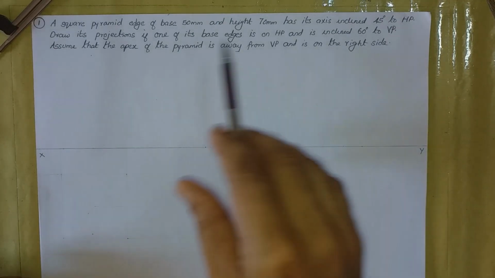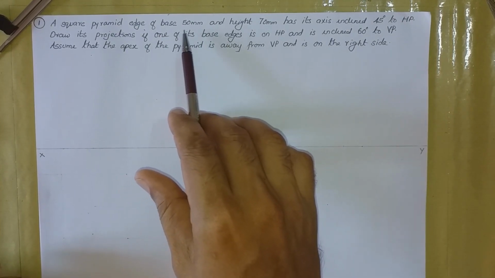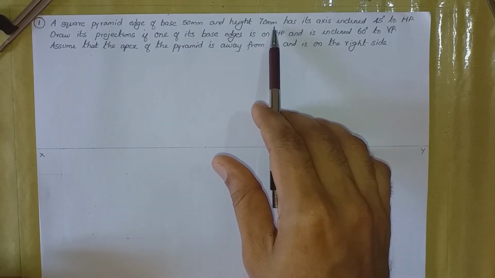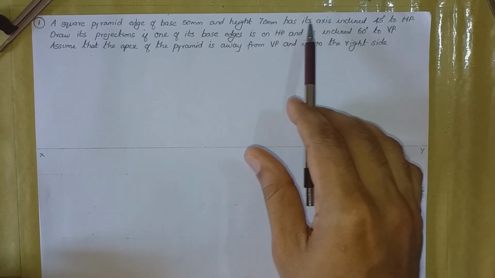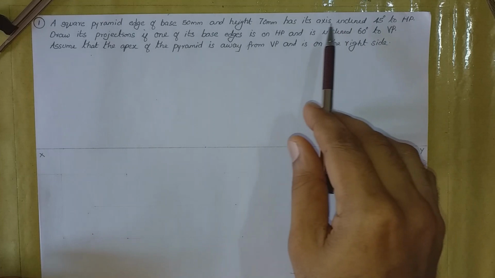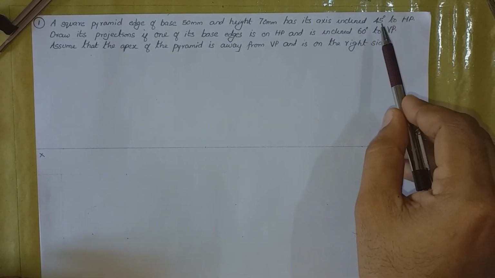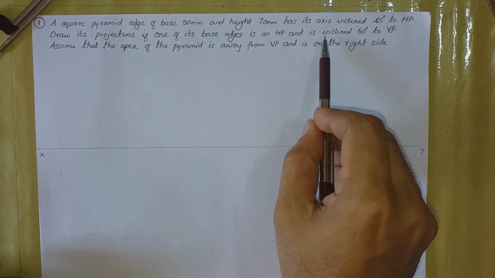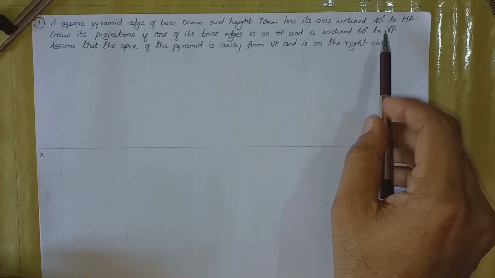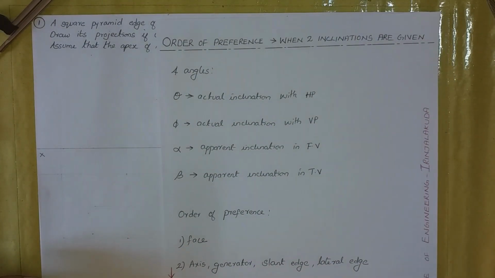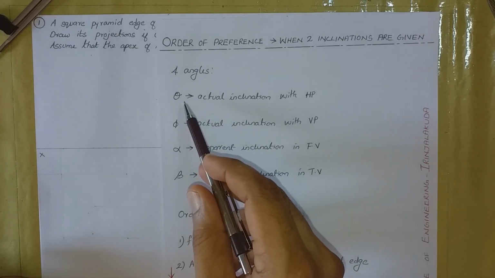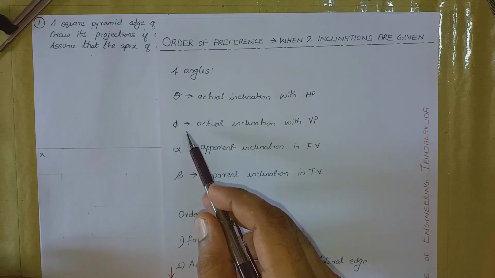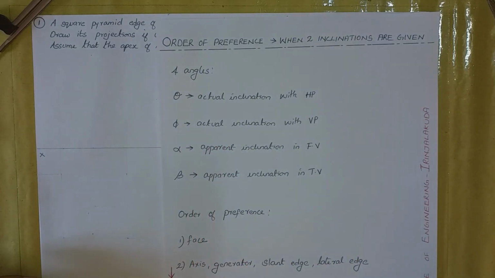So this square pyramid is having a base edge length of 50 mm and height 70 mm. These are the dimensions, and you are provided with two inclinations also. One is the inclination for the axis, which is with respect to HP. Another one is inclination for the base edge on which it is resting, which is mentioned with respect to VP. Okay, so here out of these four angles, they have provided us theta and phi. Theta is for axis and phi is mentioned with respect to the base edge on which this particular pyramid is resting. So we need to take some decisions before starting the problem.